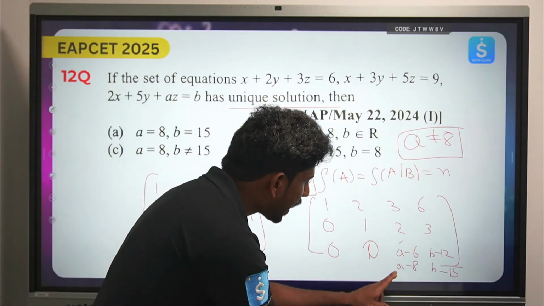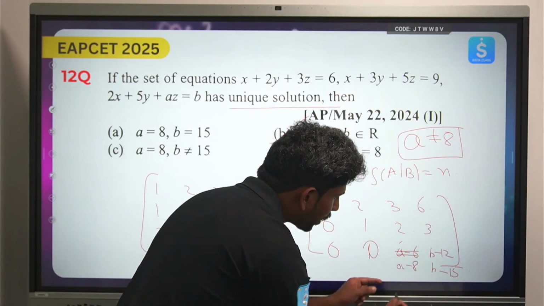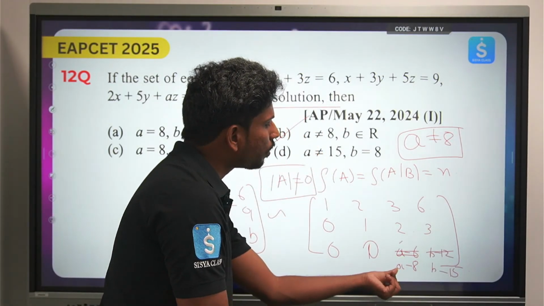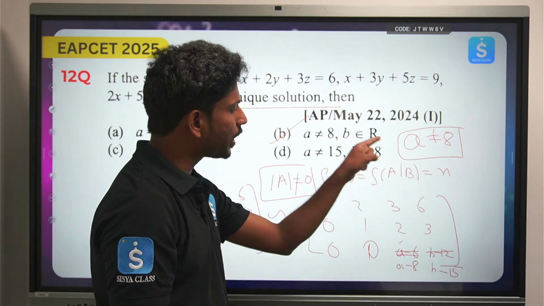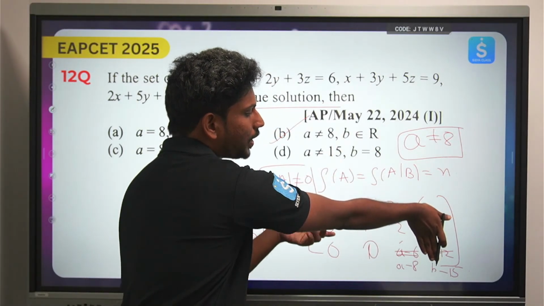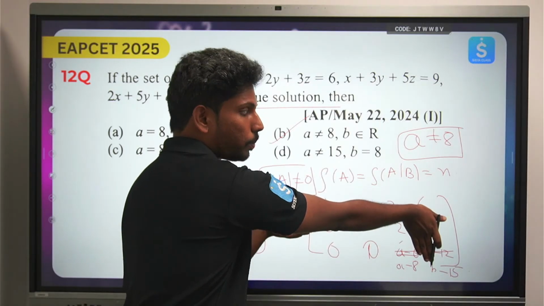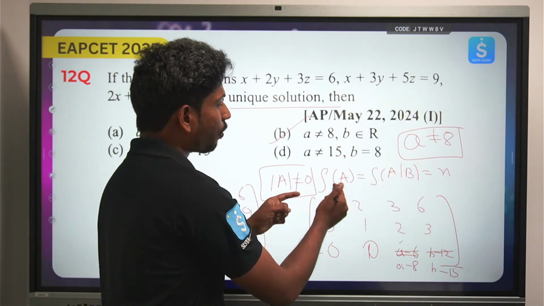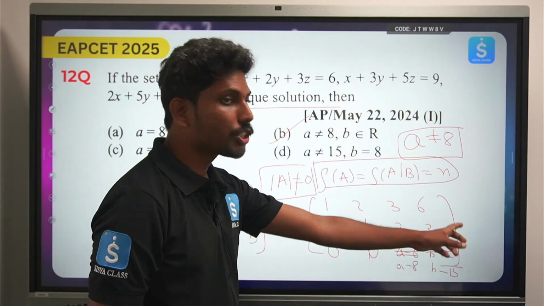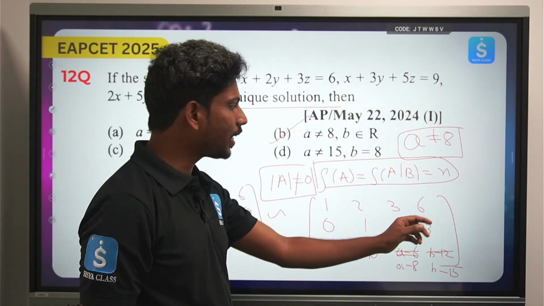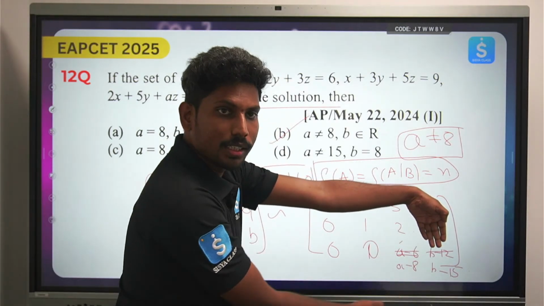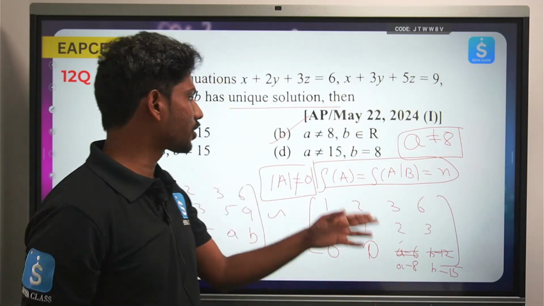If after applying the operation I got a equals to 8 and b equals to 15, and I substitute a as 8 here, then for this matrix A the rank will be equal to 2, which I don't want, because I want rank of A to be equal to 3, right? And rank of AB should also be equal to the same, right? So once I restrict A to be not 8, the B can be any garbage value. So that is how I got it.